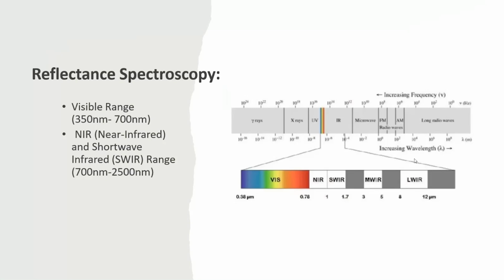A lot of people, especially in the mineral industry, will refer to the NIR and the SWIR range as SWIR 1 and SWIR 2. So if you do hear me using that verbiage, that's what that means.